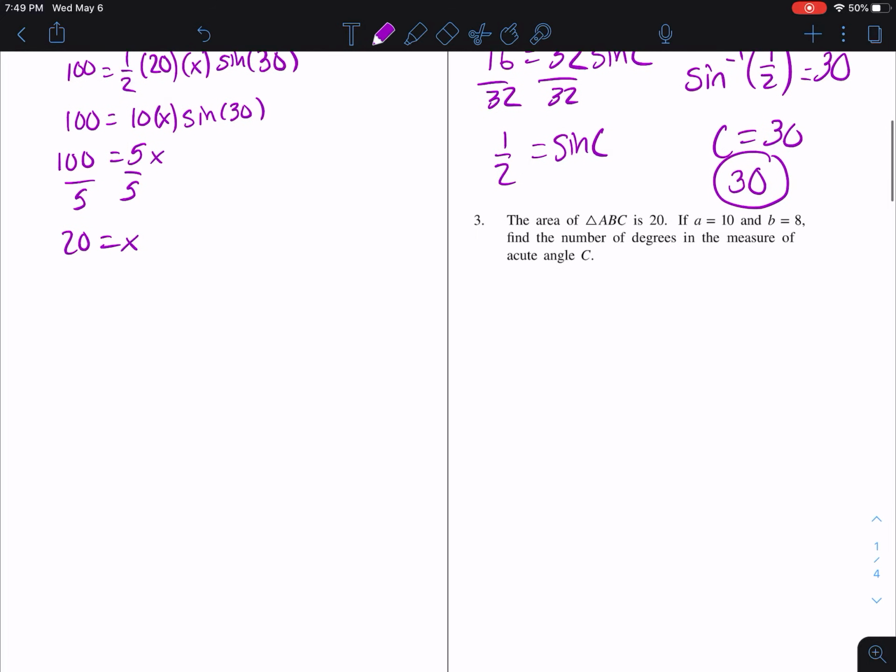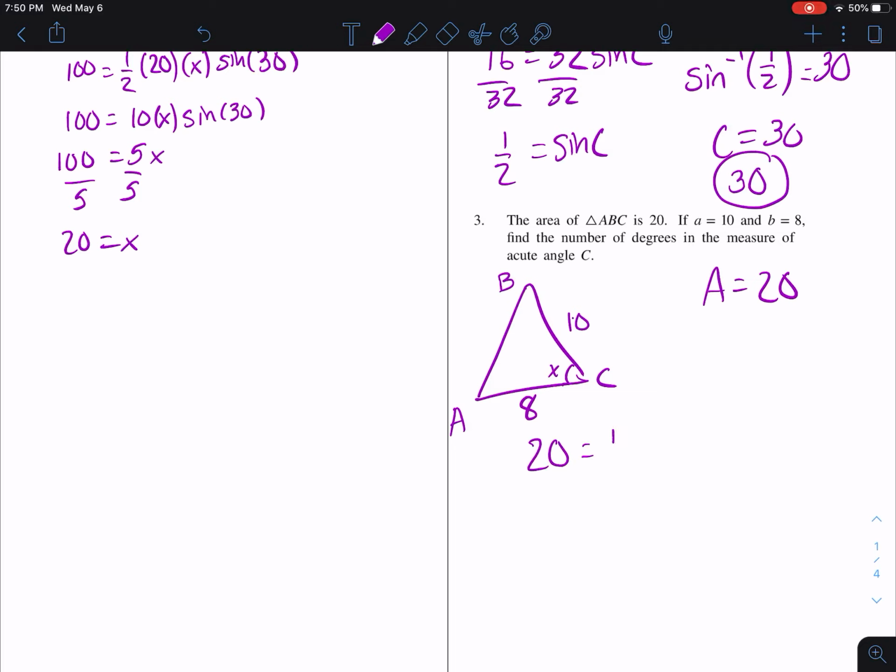Okay, all right. So here they're starting off with triangle ABC. Again, they're telling me that the area is 20. They're telling me that A is 10 and B is 8. Again, they're lowercase, so they're side lengths. And they want me to find the measure of degrees of angle C. So I'm going to get 20, the area, is 1/2 times 8 times 10 times the sine of C.